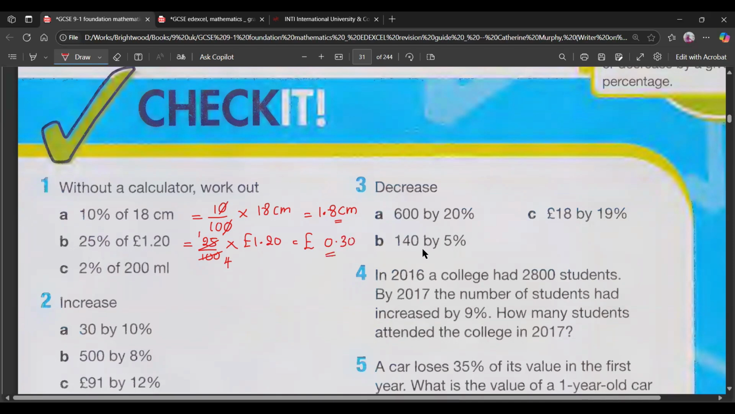Like that. Here 2% of 200 milliliters. 2% means 2 over 100, "of" means actually multiplication. 200 milliliters. Now 100 and 200 can be cancelled. 2 into 2, it should be 4 milliliters. Nothing changes. Actually, "of" means it should be multiplication. Just write that.